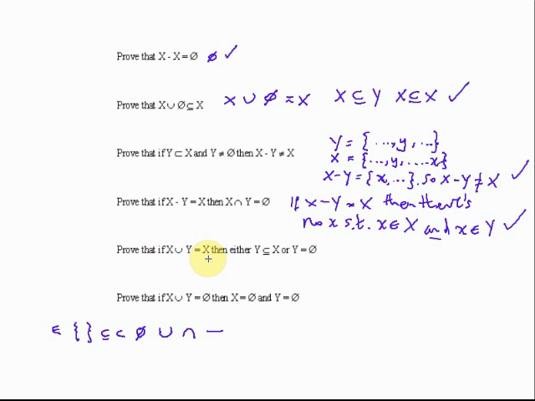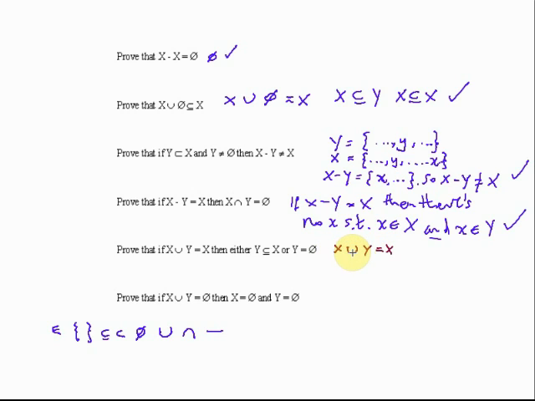Alright, now we come to number 5, and we're asked to show that if X union Y is X, then either Y is a subset of X or Y is empty. Well, let's take a look first of all again at this first bit of the proposition that we're asked to prove. Let's assume, I'm going to write it in a slightly different color just to differentiate it from the answer above, that X union Y is equal to X.